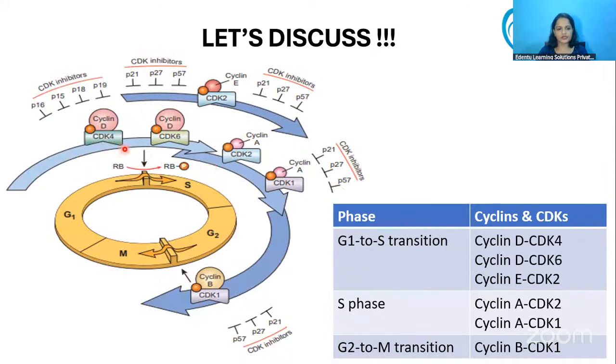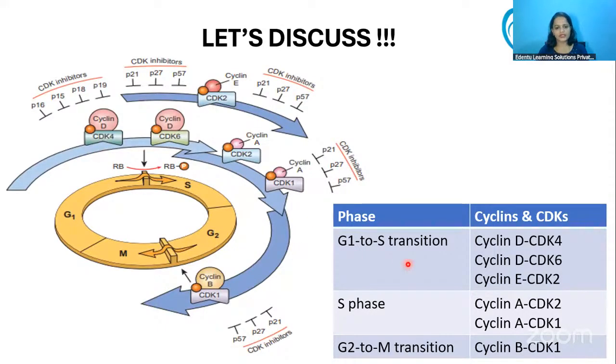So you can see that it is more like a relay race. When cyclin D comes and gets attached to CDK4 here, then only will the cell go from the G1 phase to the S phase. And when cyclin D is attached to CDK6, then only it will move on to the next phase, that is the S phase. More like a relay race that is happening here.